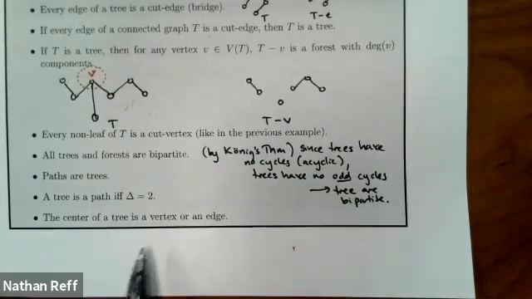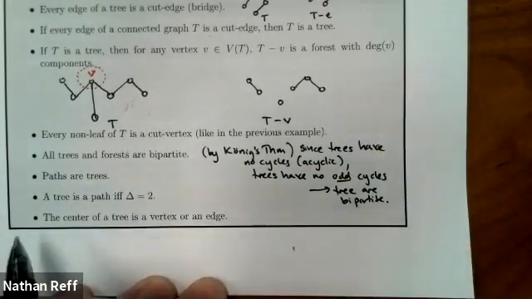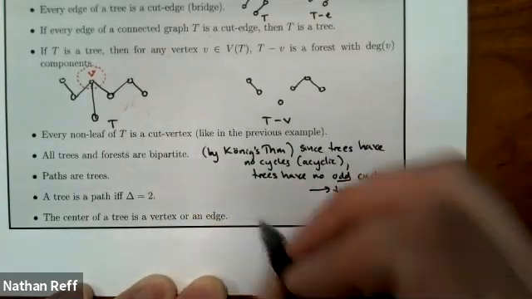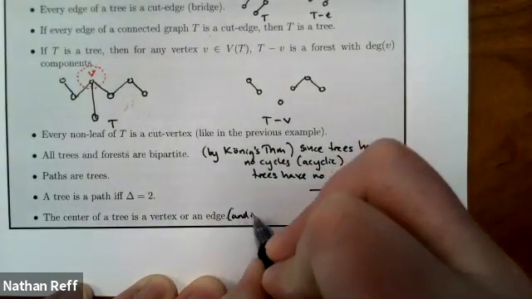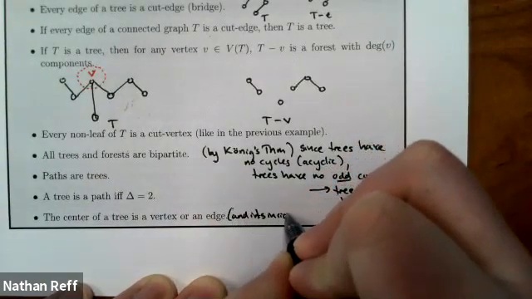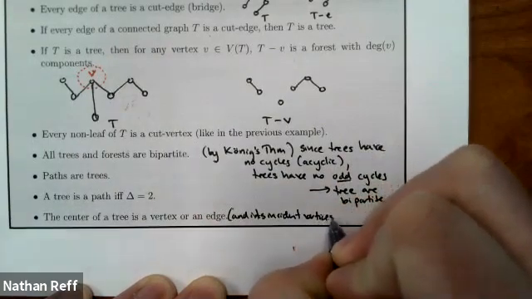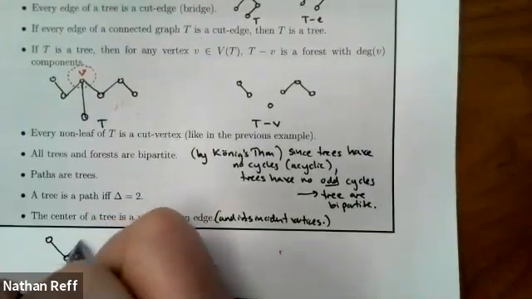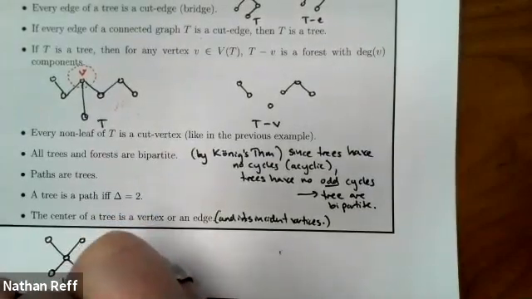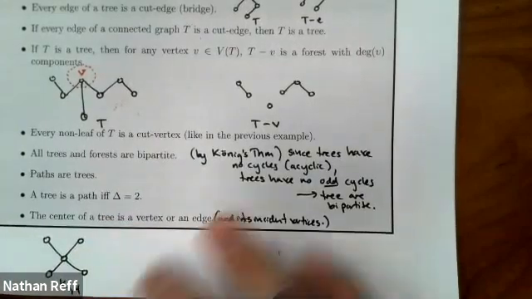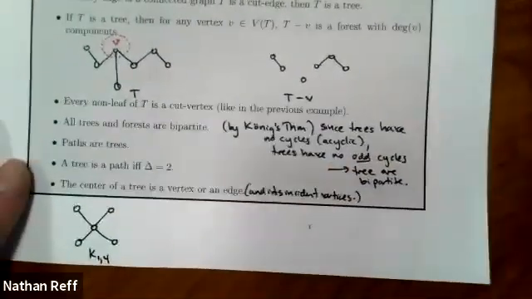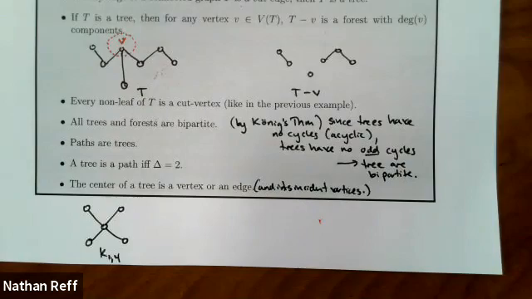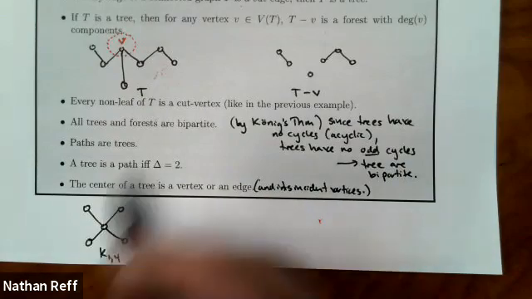All right, maybe I'll give you an example. So the center of a tree is a vertex or an edge, and its incident vertices. I mean, you can't have an edge by itself without some incident vertices. But let's just look at an example. So K_{1,4}, for example, would look like this, right? So K_{1,4} is a tree. And it's bipartite, right?